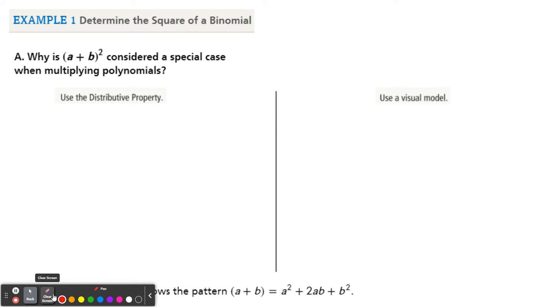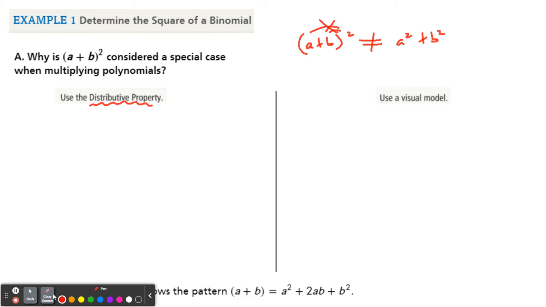Okay, so here's the first one. Determine the square of a binomial. Why is a plus b quantity squared considered a special case when multiplying polynomials? Well, first and foremost, we have to understand that a plus b quantity squared does not equal a squared plus b squared. This is not distributive across addition. Exponents are not distributive across addition. Okay? To use the distributive property appropriately, we have to write a plus b twice.